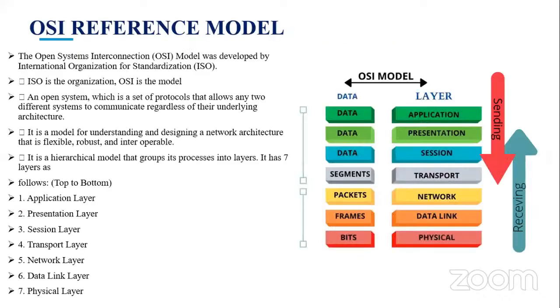You just remember the picture and what we will call it as the unit. The data unit at the physical layer is bits, at the data link layer it is frames, at the network layer it is packets, and at the transport layer it is segments. So just remember them.